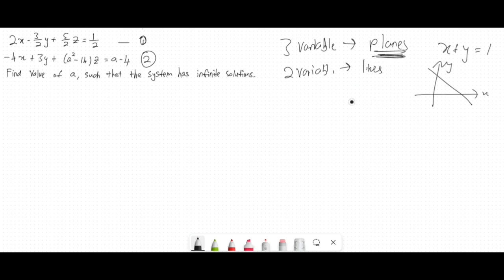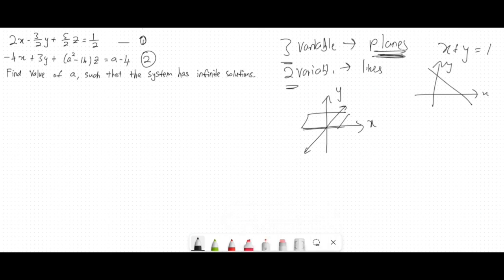Now, what are planes? Planes are in three-dimensional. So two variables are 2D, three variables are 3D. So they will have both y and x-axis, but they will have a z-axis. They are 3D, and they exist as a plane. These equations represent a plane. A plane is a flat surface in a three-dimensional space.